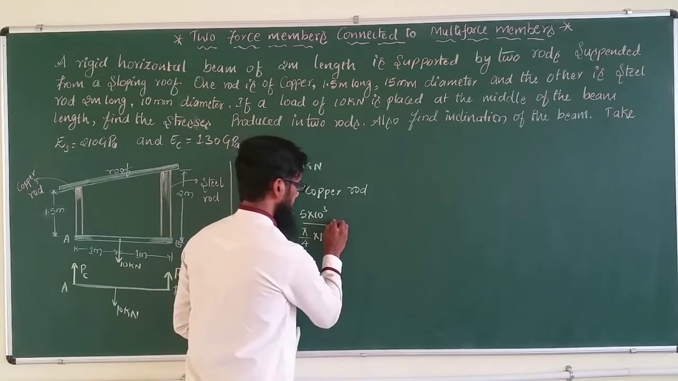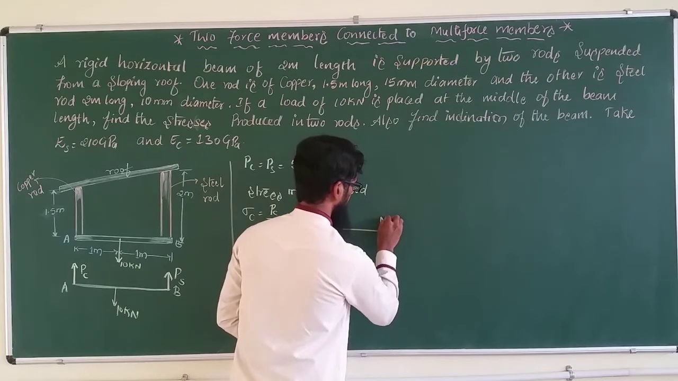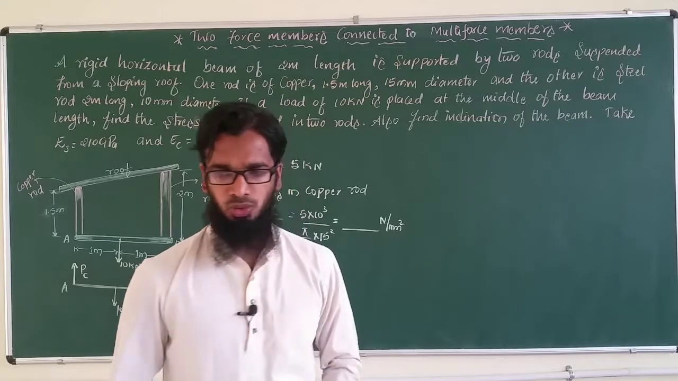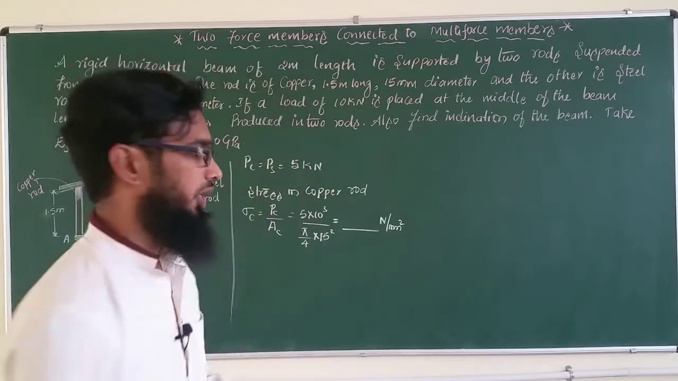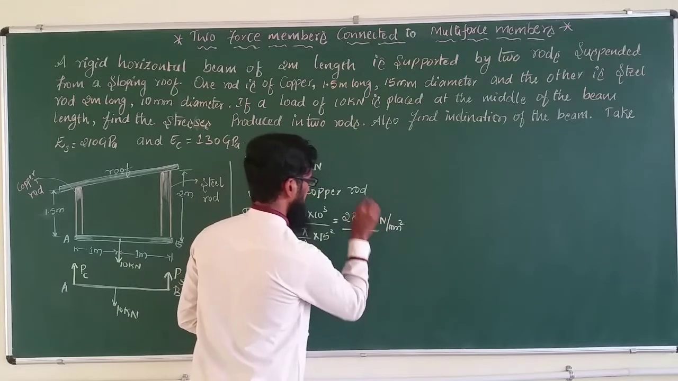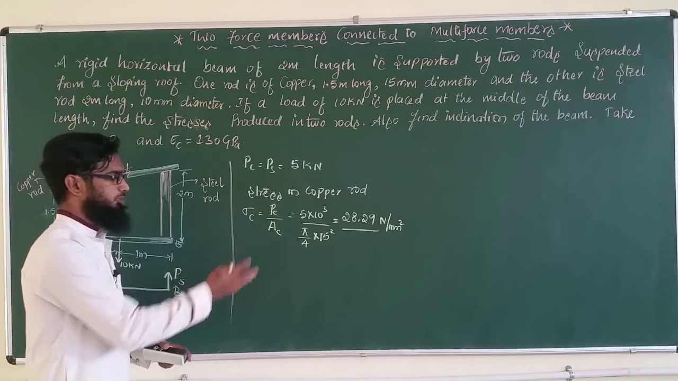So if you simplify, I am going to get some megapascal here, that is Newton per mm square. I am going to get somewhere around 28.29 Newton per mm square, or I can take megapascal. The first part is over.